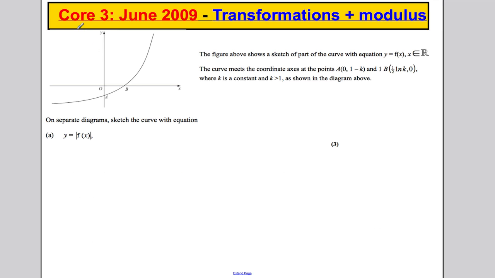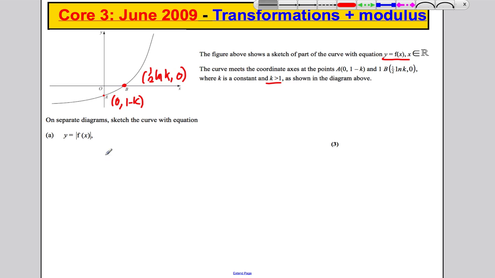Okay, it tells us that the figure shows y equals f of x. The curve meets the axis at the point A, which is (0, 1 minus k). So this point here is (0, 1 subtract k). And at B, which they've given us helpfully in a nice easy form, (half ln k, 0). K is bigger than 1. On separate diagrams, sketch the following curves.